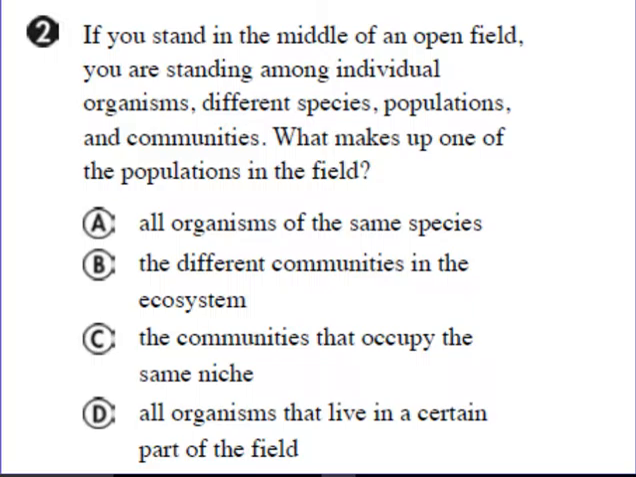Question 2. If you stand in the middle of an open field, you are standing among individual organisms, different species, populations, and communities. What makes up one of the populations in the field? So really you got to know what the definition to population is. All organisms of the same species, the different communities in an ecosystem, the communities that occupy the same niche, all organisms that live in a certain part of the field.